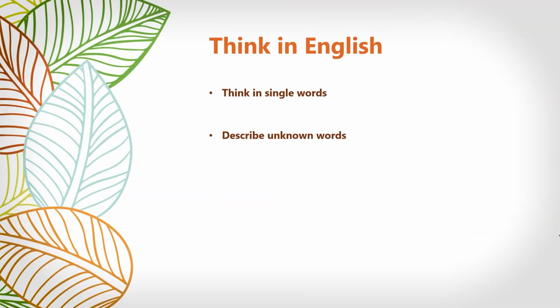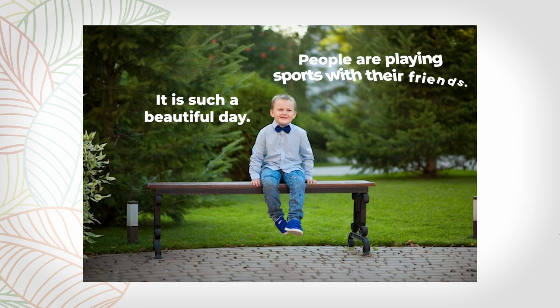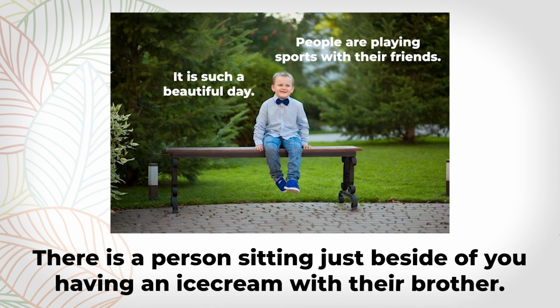And let us move further on to the third level, which is called think in sentences. When you start making or describing unknown words, start to think in sentences as well. And how can you start to think in sentences? Like, suppose you are in a park and you are sitting, and you can tell yourself things like "it is such a beautiful day" or "people are playing sports with their friends." या फिर आप यहाँ पर ये भी कह सकते हैं कि there is a person who is sitting just beside you having an ice cream with their brother. So you can start making sentences of your own. जैसे जैसे ये आसान होता जाएगा, you can move on to the more difficult sentences.